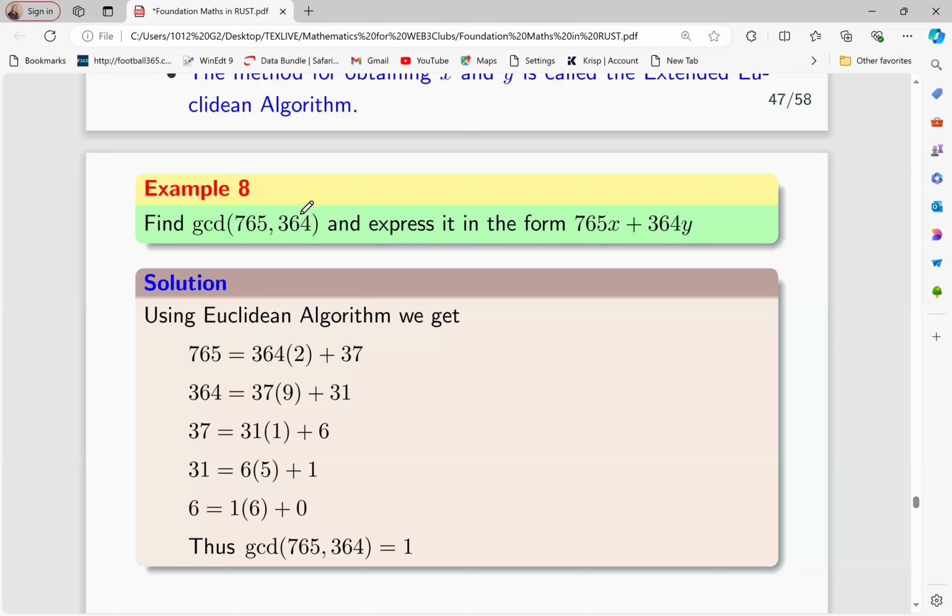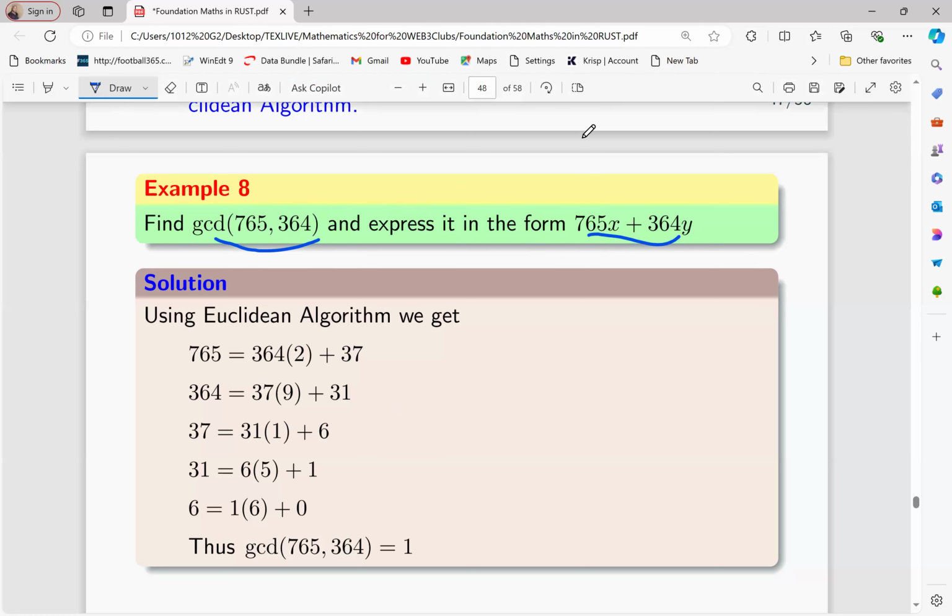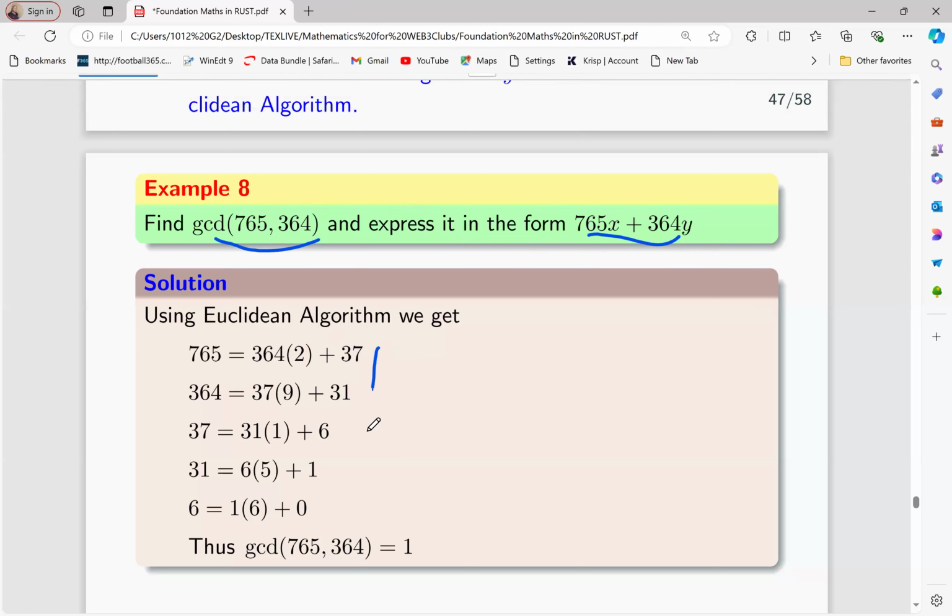Now, so I have these two numbers, and I'm asked to express them in this form. I have these two numbers, and I'm asked to find the GCD of these two numbers, and then express that GCD in this form. That is what the question is telling me. So of course, you can see what we are doing.